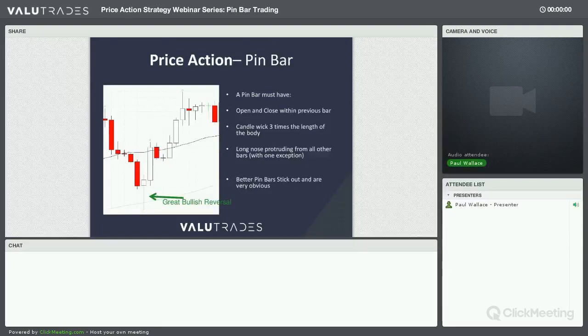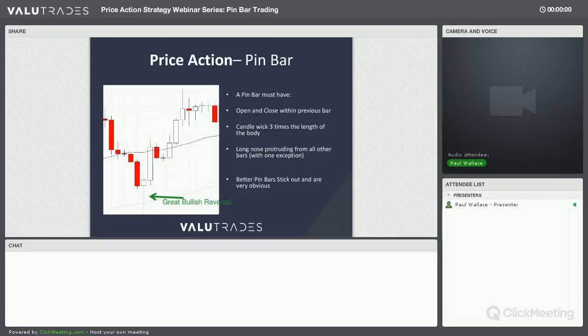So with that in mind, we need to really understand, well, what actually is a pin bar? How does it work? How can we utilize it? How can we put it together? What are we actually looking for? Well, there's a few simple rules that we like to use with pin bars.